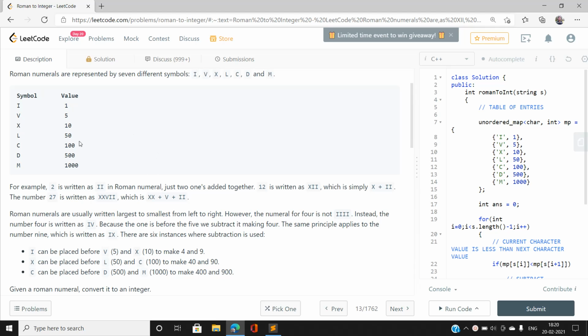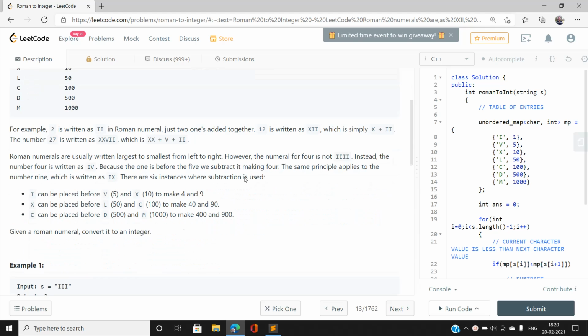Similarly, suppose I have to write 75, then first I have to write 50, that is L. Then I have to write 20, so I have to append 2 X's, that is X X, then our answer would be like L X X. Then you note that we have covered the value 70, then I have to cover the value 5, then I have to append 5 to my answer, which would be our Roman string.